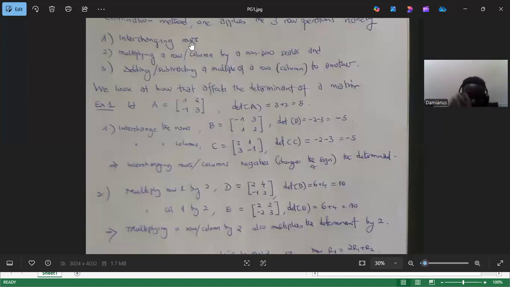And then number 2, multiply a row or a column by a non-zero scalar. How does that affect the determinant? Well, multiply row 1 by 2. Again, we're using our old matrix A. If we multiply this row by 2, we get 2, 4. And then we keep the old row 2 as it is. So what happens to the determinant? You can see the determinant here is 6 minus 4, which is 10. So the determinant has been multiplied by 2. So multiplying a row or a column by a factor multiplies the determinant by that factor. You can see the same thing for a column here.